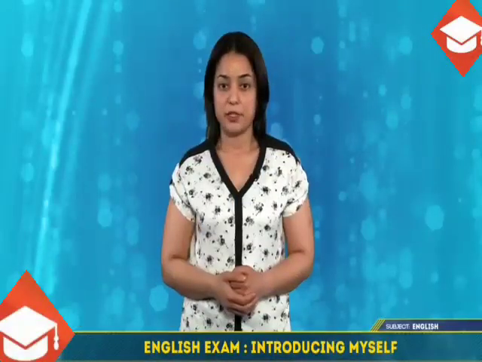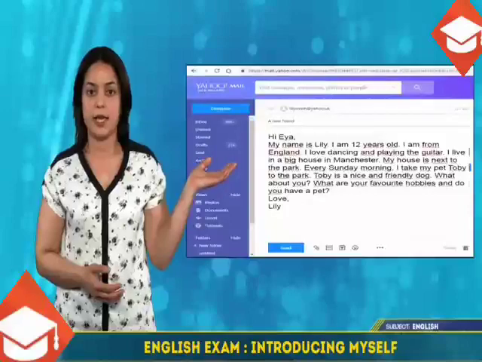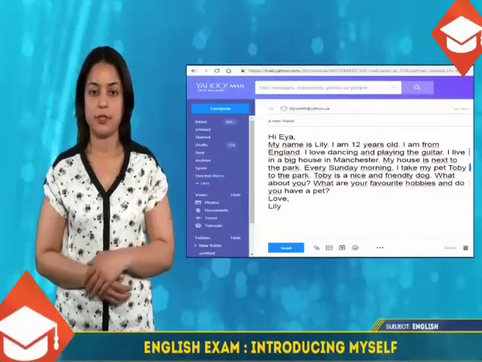Now we are going to practice writing. We start by reading this email. Hi Aya, my name is Lily. I am 12 years old. I am from England. I love dancing and playing the guitar. I live in a big house in Manchester. My house is next to the park. Every Sunday morning, I take my pet Toby to the park. Toby is a nice and friendly dog. What about you? What are your favorite hobbies? And do you have a pet? Love, Lily.